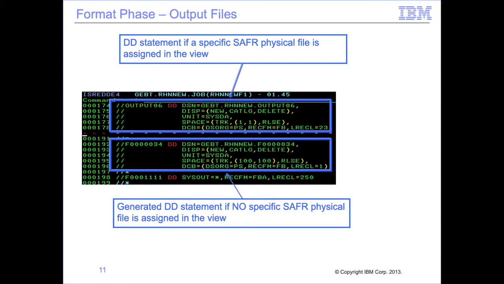Note, if the physical file is not assigned, a default DD name is generated at runtime. This name is the letter F, followed by the last 7 digits of the view number, using leading zeros if required. For example, when running view 34, the DD name would be F0000034.